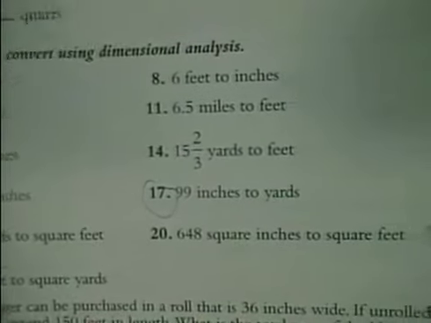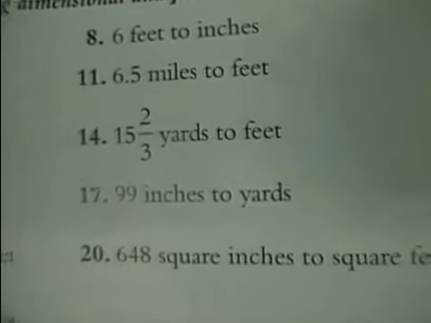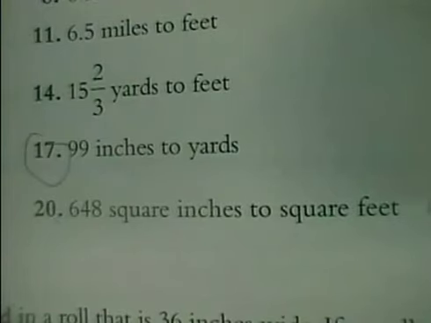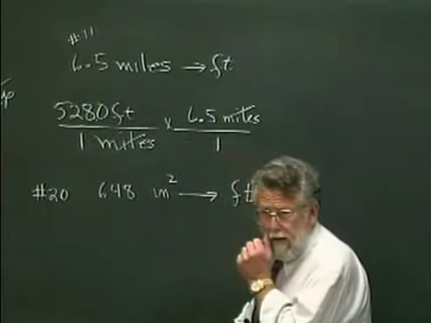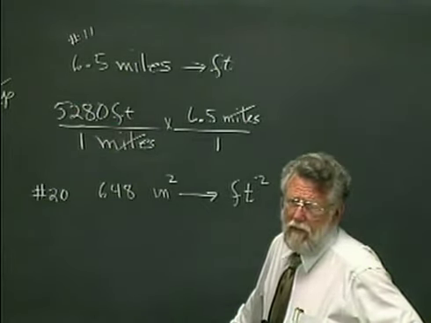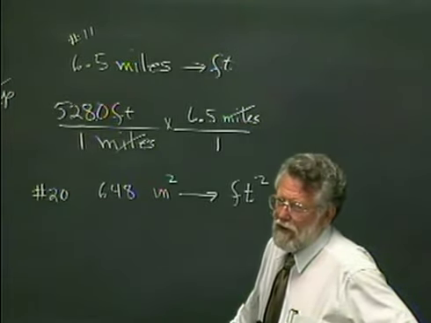The only thing that gets a little bit different here is 648 square inches going to square feet. So that's a little different wrinkle. So this is number 20. And I have 648 inches squared, and I want it to go to feet squared. Your equivalences again, right? So what do you know about a square foot? It's 12 inches by 12 inches, which is 144 square inches, right?